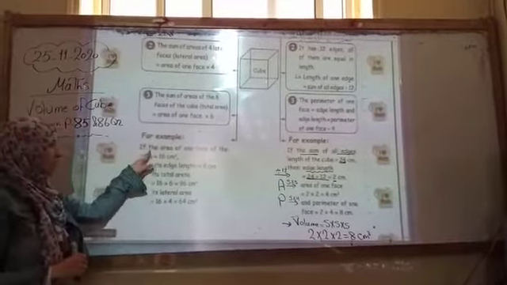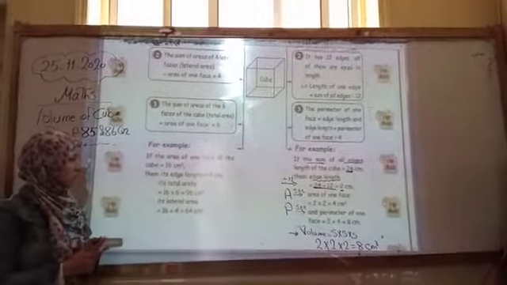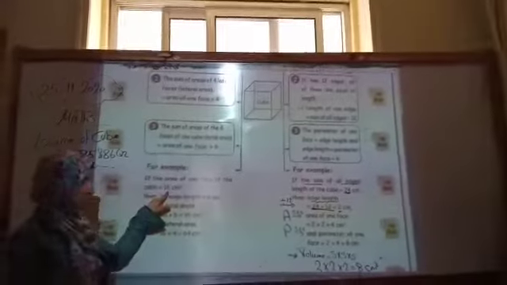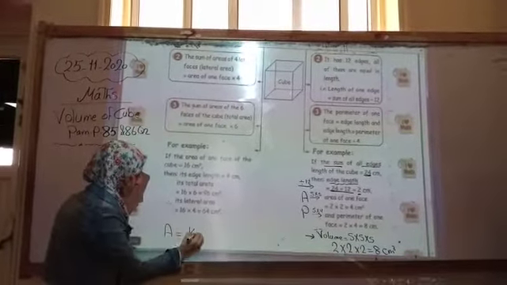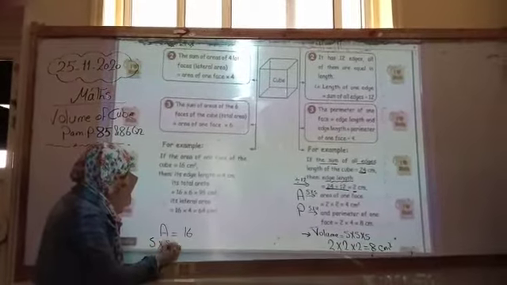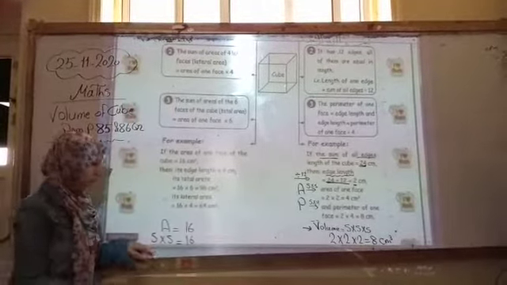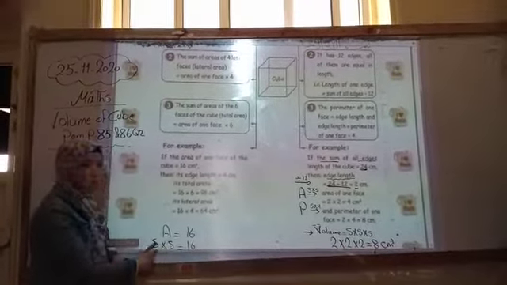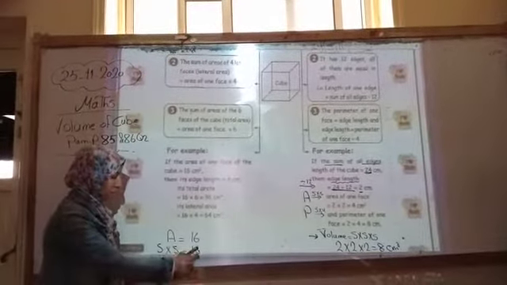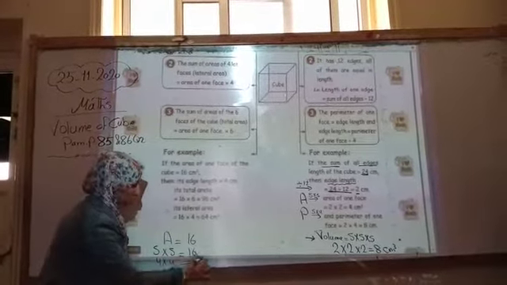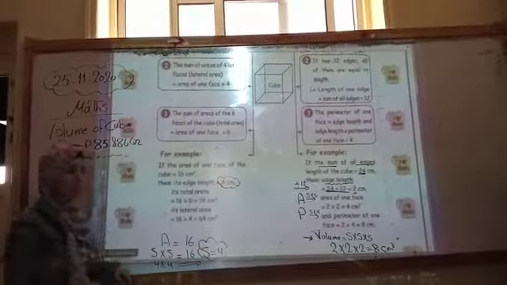If I have area of one face and I want the side, by what gives me 16? 4 by 4. So side equals 4.